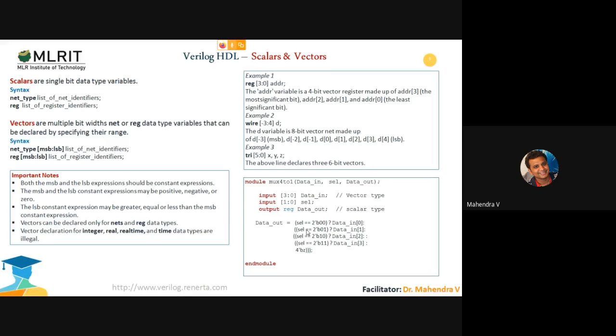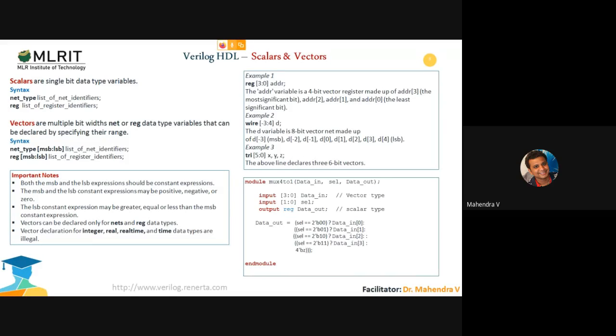Inside that we have kept another comparison, a nested comparison. If this is true, then data in 1 is assigned to data out. Else, again comparing SEL with 1 0: if this is true, data in 2 is assigned. Else, again verify this one, and if that is true, this is assigned. Else, finally the default value. If none of the 4 are true, then floating, that is Z, high impedance, is assigned.